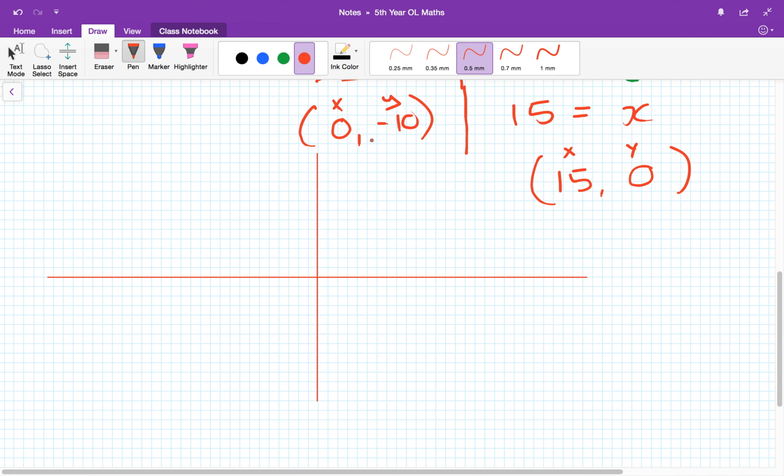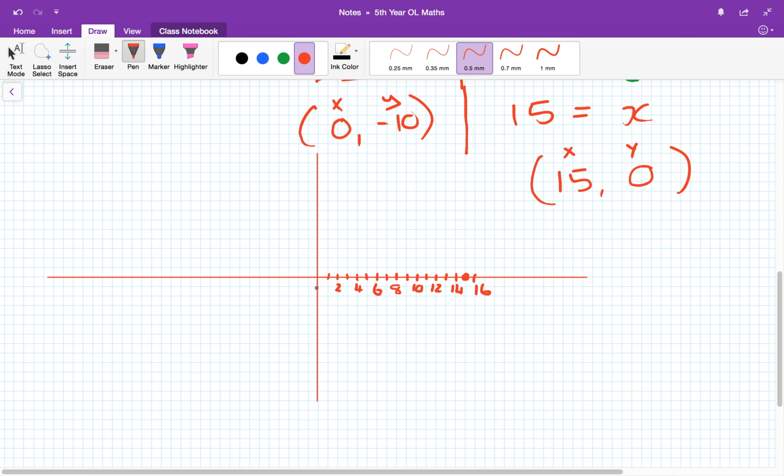Okay, so we're trying to plot 0, minus 10 and 15, 0. So the graph's going to at least have to go to those kind of numbers. So 2, 3, 4, 5, 6. So there's 15. I'll just mark in every second one. 2, 4, 6, 8, 10, 12, 14, and then the next one will be 16. Okay, so we can definitely see this is where x is 15, so that's that point there.